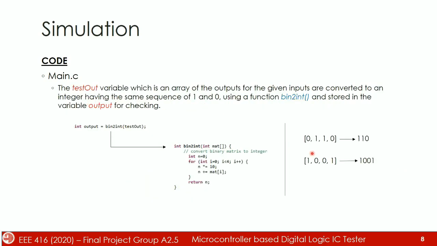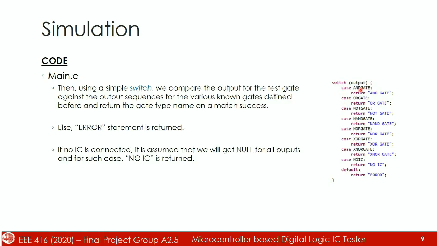Now the test out variable contains the outputs from the check gates in an array. In order to compare those against the defined output sequences as mentioned before, we convert the array into a corresponding integer having the same sequence of ones and zeros. For example, if the array has 0 1 1 0, it is converted to the corresponding integer 110 using the bin to int function. Now using a simple switch statement, we check the output sequence against the defined output sequences and return the name of the gate. If none of the gates matches, then by default we return an error, and if we get all nulls for all the 4 input sequences, then we return no IC.